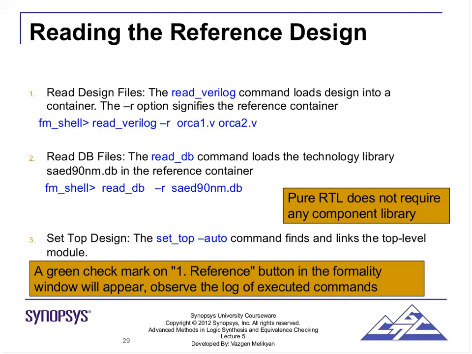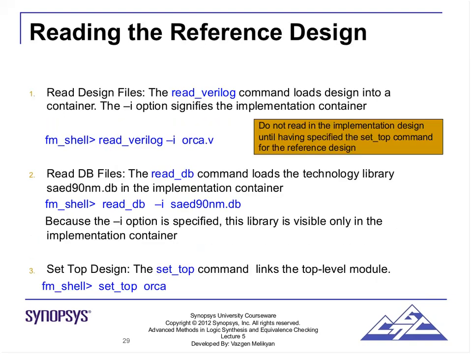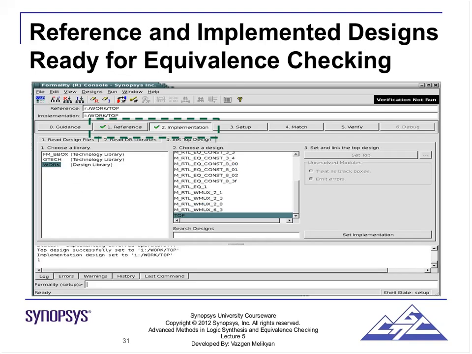Now, let me show you in the GUI. As soon as you read the reference, if it is read correctly and the top level is set correctly, a green mark will appear here showing that you have read the reference correctly. The same thing goes for implementation. These buttons tell you which step you are at in the flow, and whether that step has gone correctly or not.